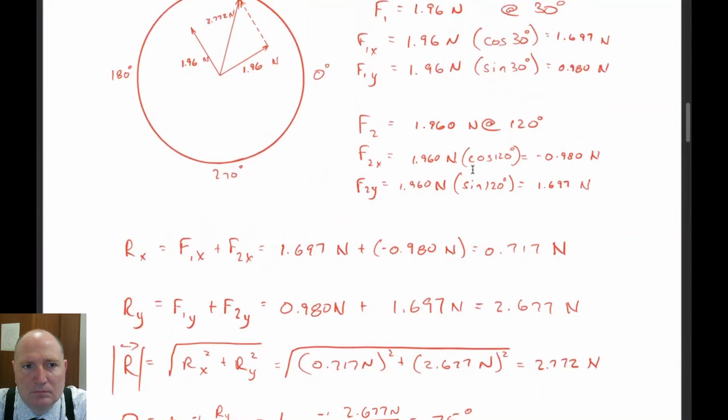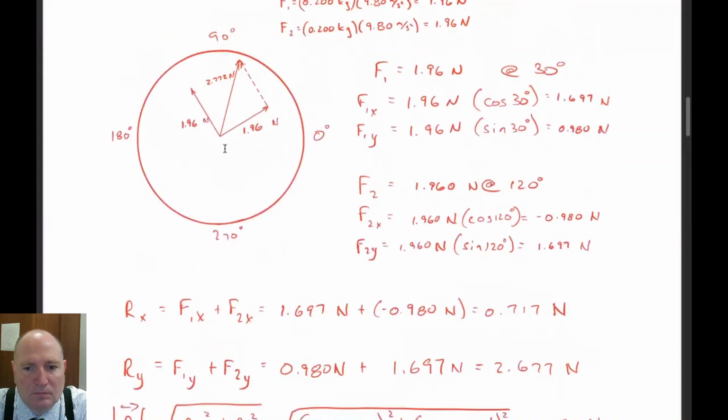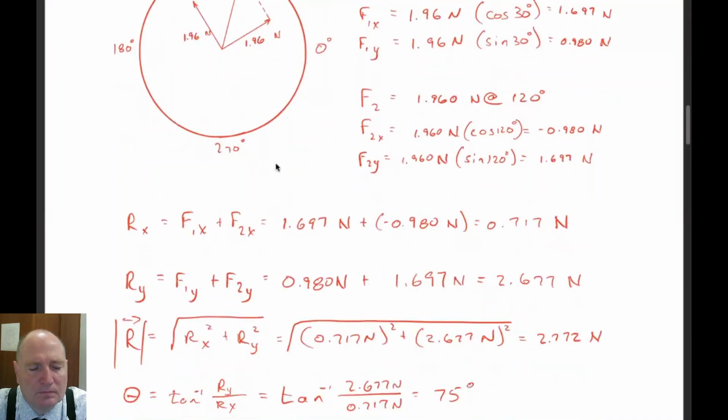Now, to get the resultant, you have to add the components. So the Rx component, F1x plus F2x, is 1.697 newtons plus a minus 0.98 newtons, and you get 0.717. Notice it's in the positive direction, and indeed, you can see 0.717 is a little vector in this direction. That's the x component. The y component is 2.